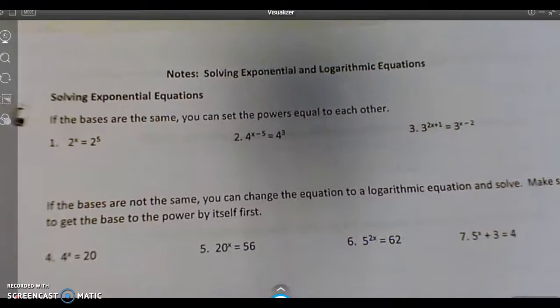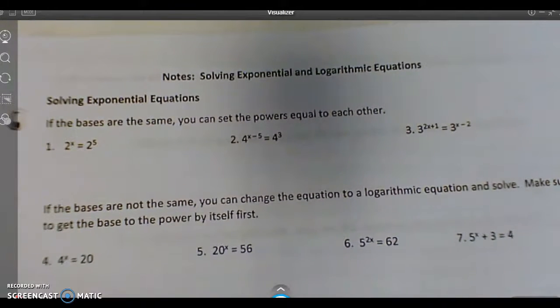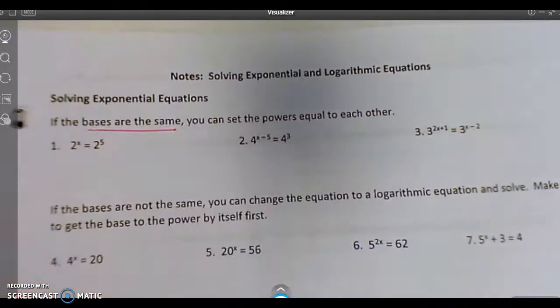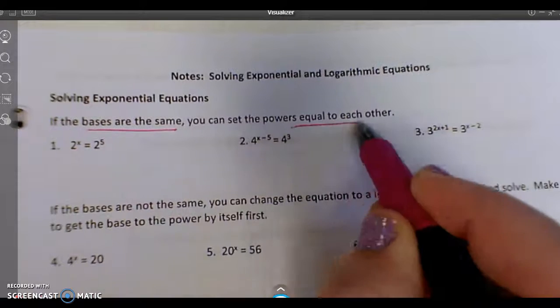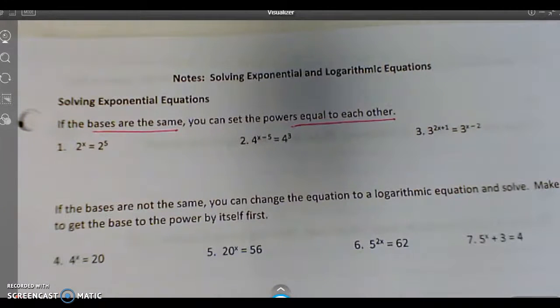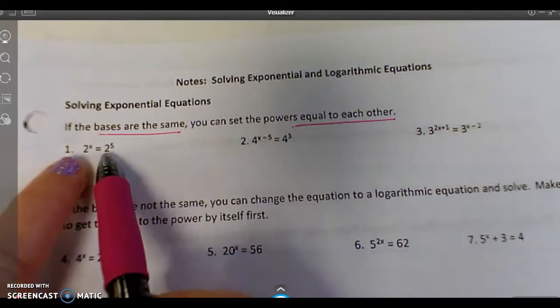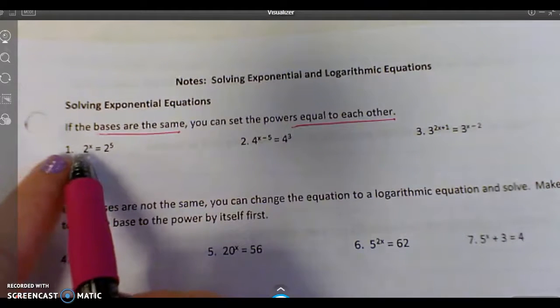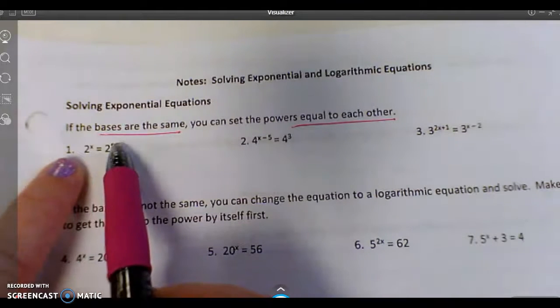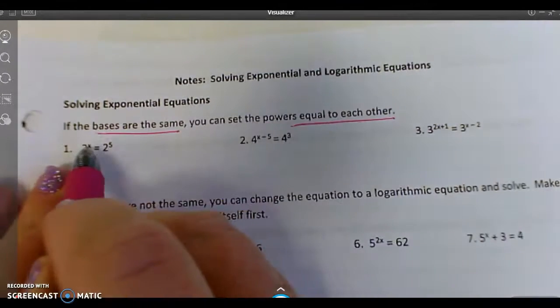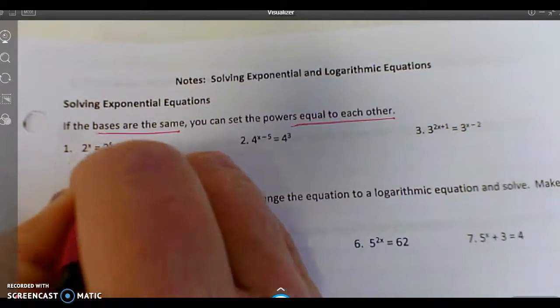So, if you have exponential equations, when the bases are the same, you just set the powers equal to each other and solve. Okay? So what I mean by bases being the same, if you have 2 to the x and 2 to the 5th, you see how both of those are at 2? The bases are the same. If this would have said 4 to the x and 2 to the 5th, the bases are not the same. Okay? But the bases are the same here. So you just set the powers equal, and on this one that means x is 5.